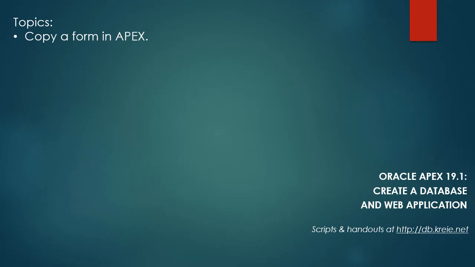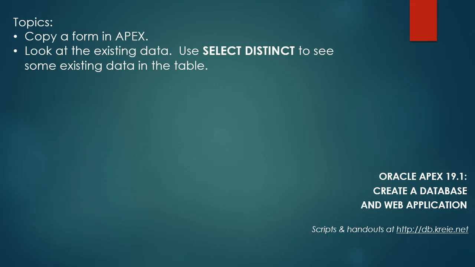In this video, we're going to make a copy of a form in Apex so that we have kind of a before and after example after we make some modifications to one of the forms by adding lists of values, lookup lists. Prior to creating the list of values, LOV, we'll look at some existing data in the tables that we already have, and we'll use an SQL code called select distinct to look at that data.